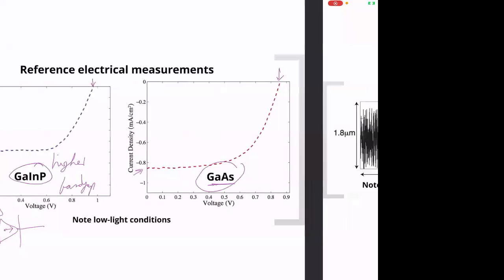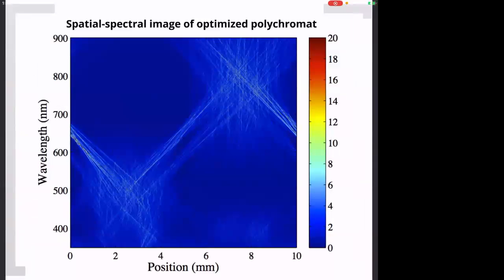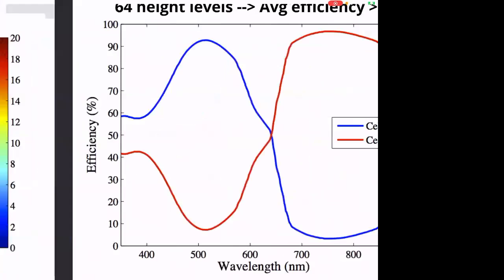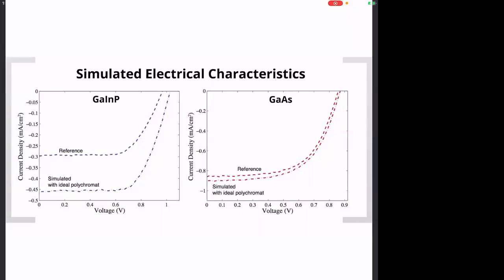As I just mentioned, this is a slightly different polychromat that we use for this. So again, this is a spatial spectral image, as you saw before, and the efficiency. This is pretty high efficiency, but this is the important result. Here you see what happens with and without the polychromat. Without the polychromat is the reference, and with the polychromat, in this case the simulation, you increase the current quite dramatically, actually, something like 50% increase in the case of gallium indium phosphide, and a smaller increase in the case of gallium arsenide. Interestingly, you also increase the open circuit voltage slightly. This has to do with the fact that you're concentrating the light.